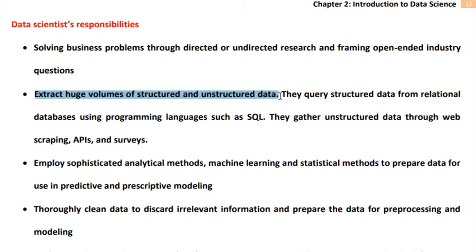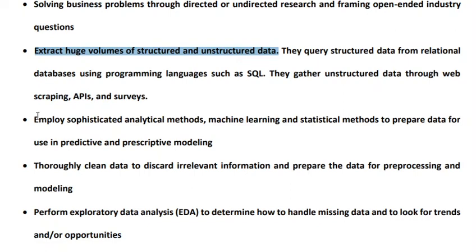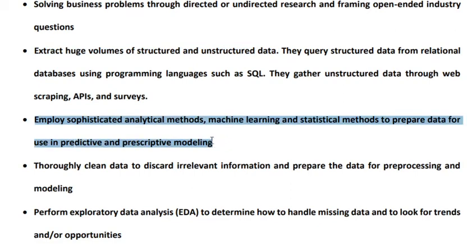Employ sophisticated analytical methods, based on machine learning and statistical methods, to prepare data for use in prediction and prescription modeling. So this is very much important. What we need to do is have a sound knowledge about various analytical methods and various machine learning tools and statistical methods, so that data can be used for prediction and prescription modeling.